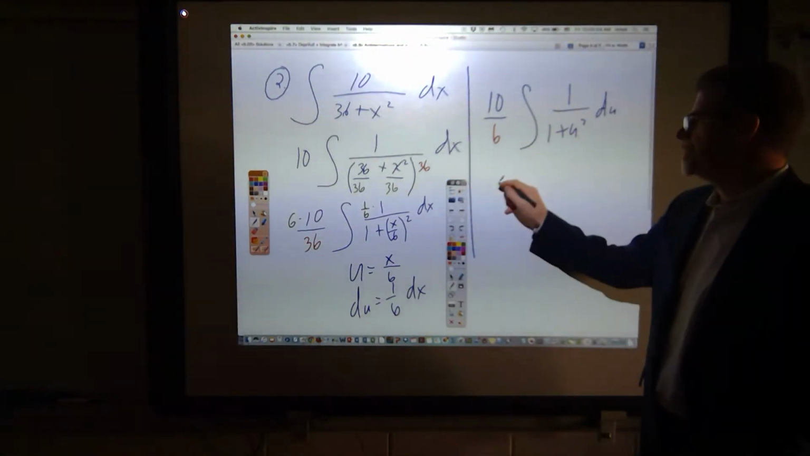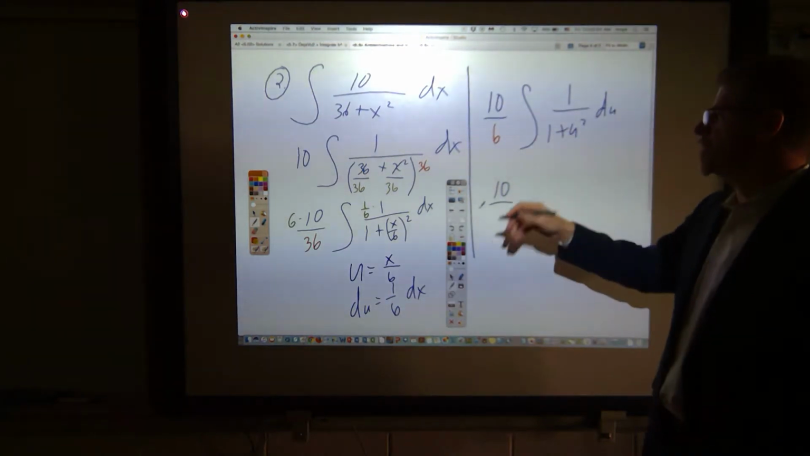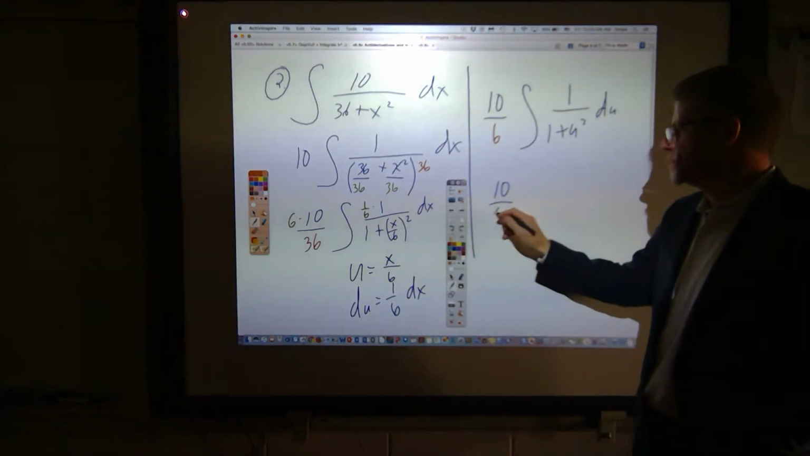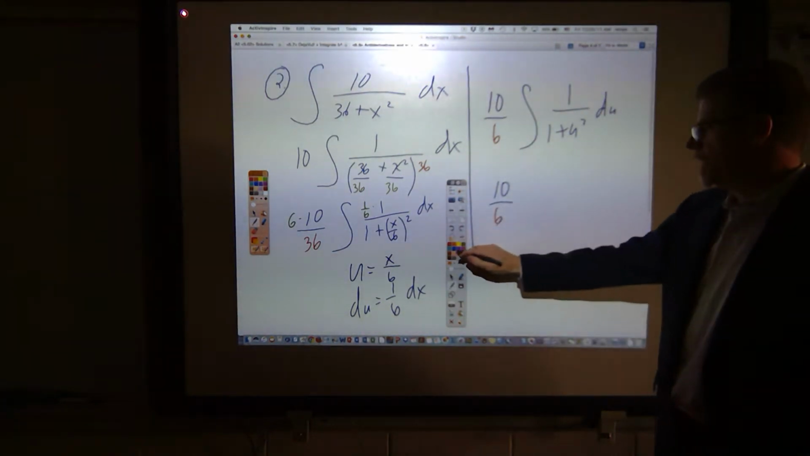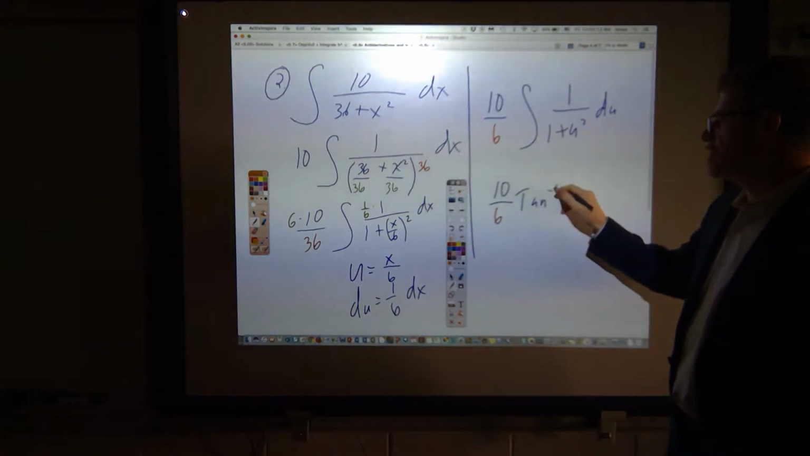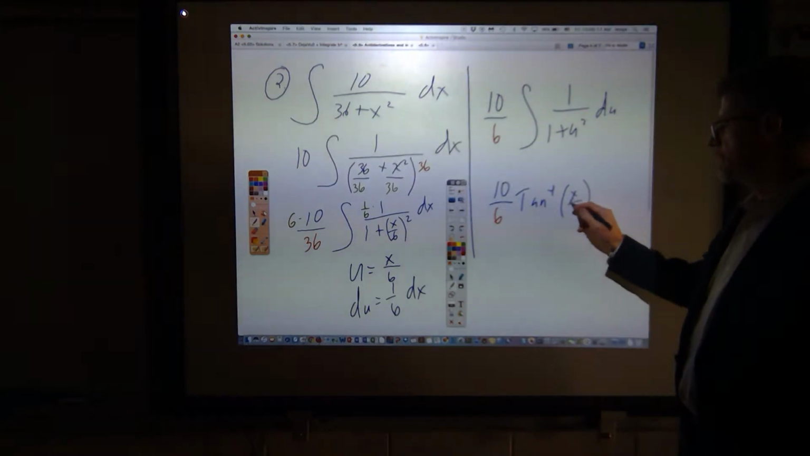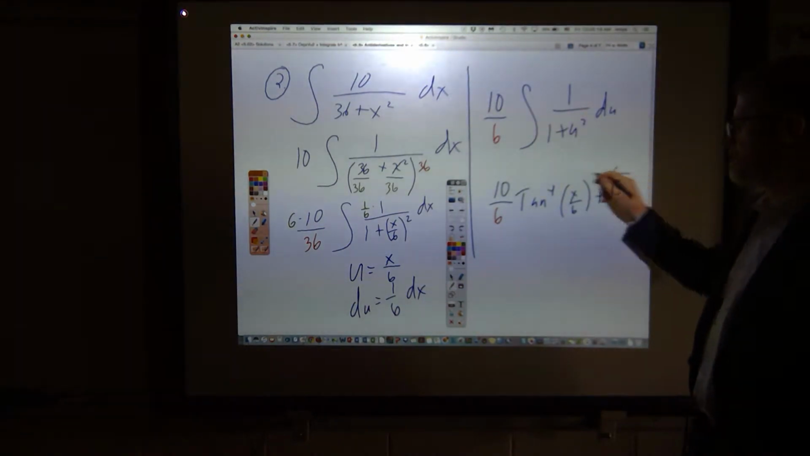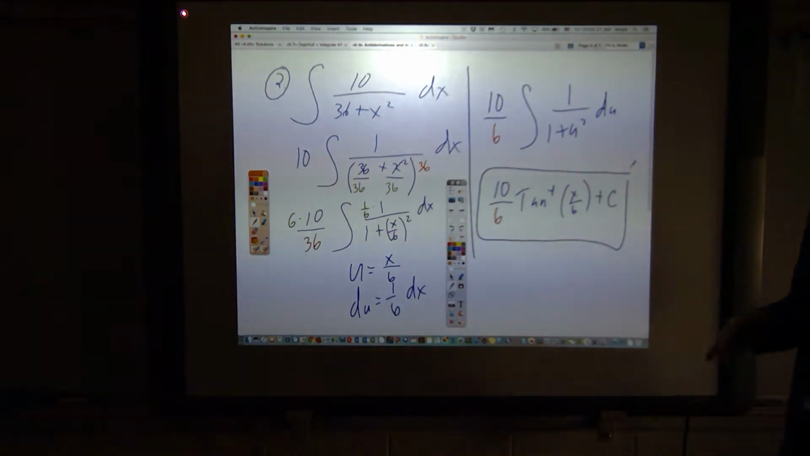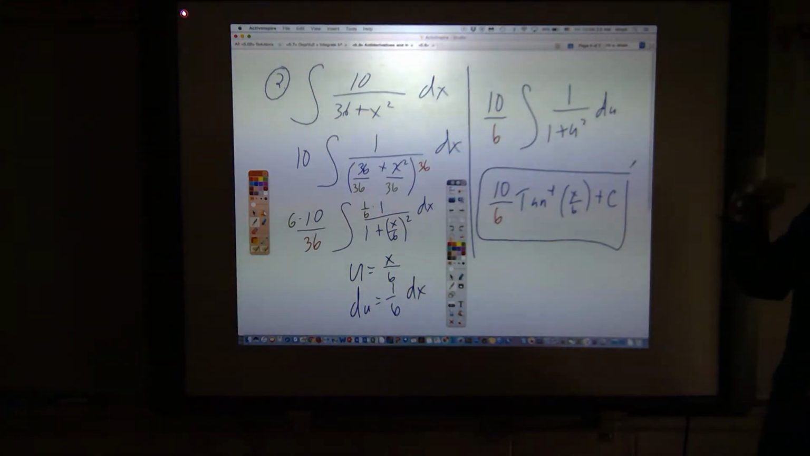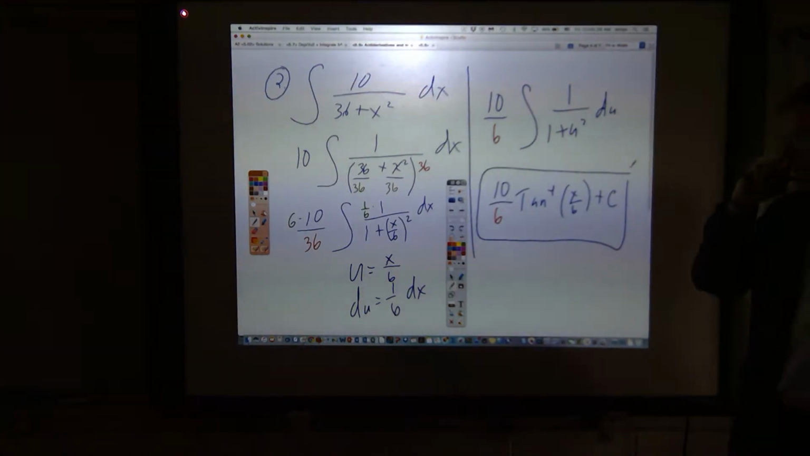Okay, so again, the 10 is just along for the ride. And I think we're looking at tan inverse of u. By the way, u is x over 6, plus a constant. So even though 10/6 reduces, I leave it in unreduced form just so you can track where things came from.